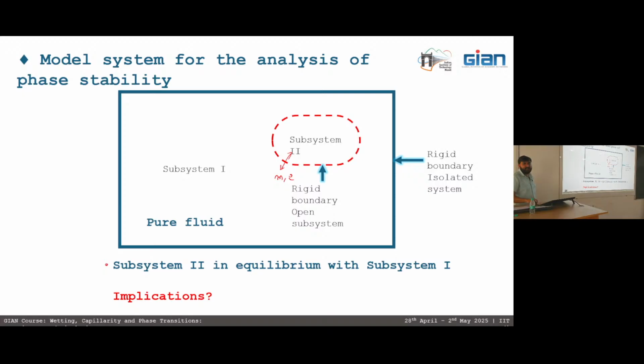Now what are the implications of these statements? Subsystem 1 is in equilibrium with subsystem 2. The major implication is that all the thermodynamic variables like pressure, temperature and chemical potential will be the same for both these subsystems because we have assumed that they are both in equilibrium. Right?